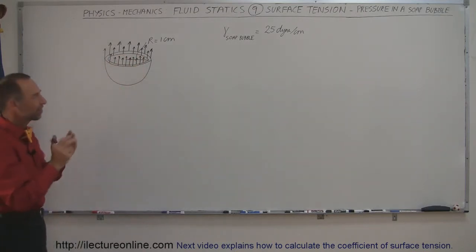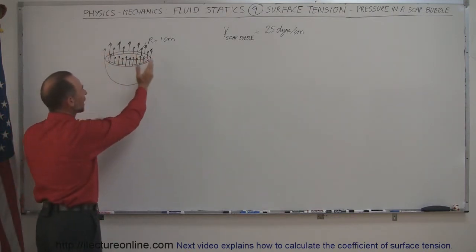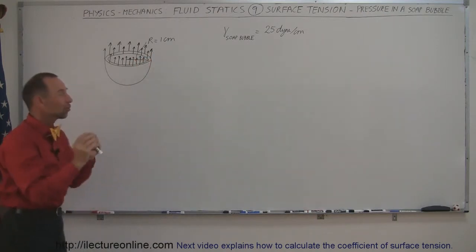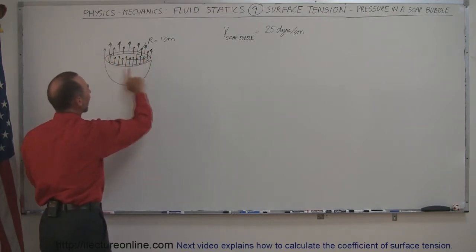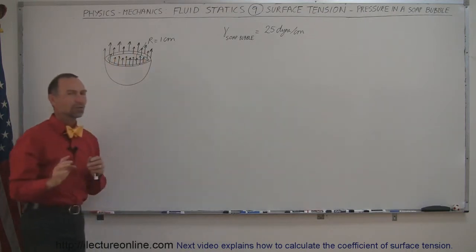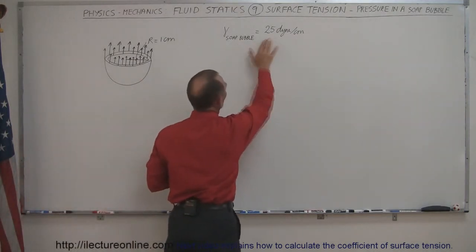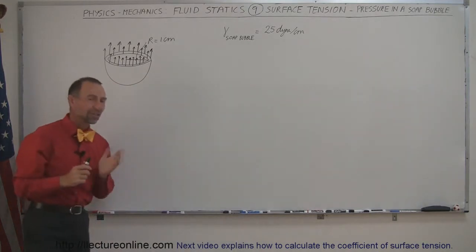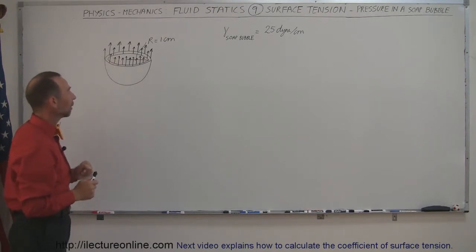Now, a soap bubble is different from a water drop in that it is a spherical shell that has an inner and outer surface. So the surface tension works along the inner surface and along the outer surface. Of course, the coefficient of surface tension is less for soap bubbles, because when you introduce soap with water, it lowers the surface tension. Now, what would be the increase in pressure inside this soap bubble?